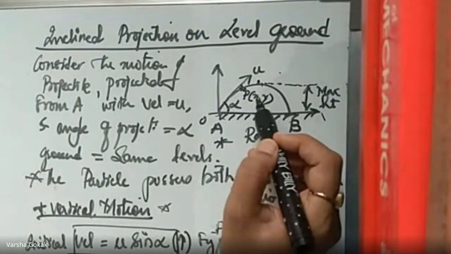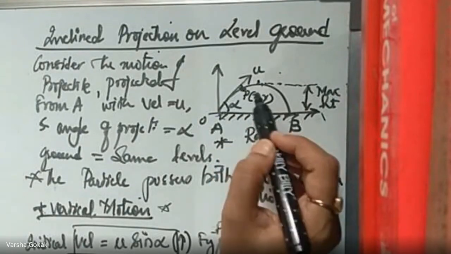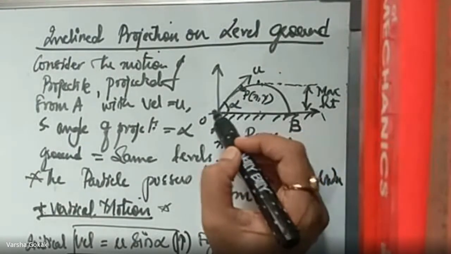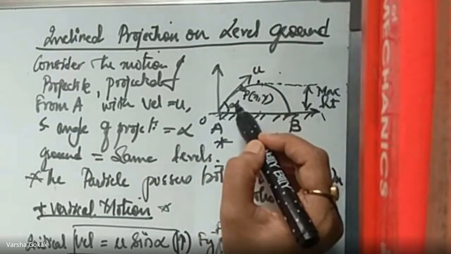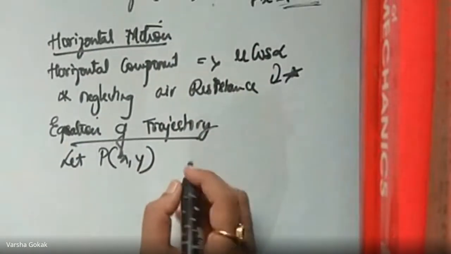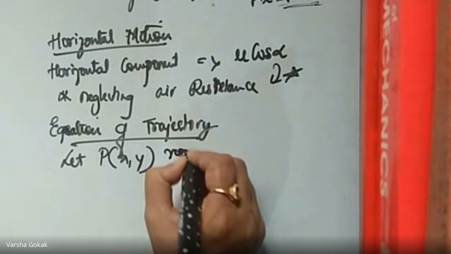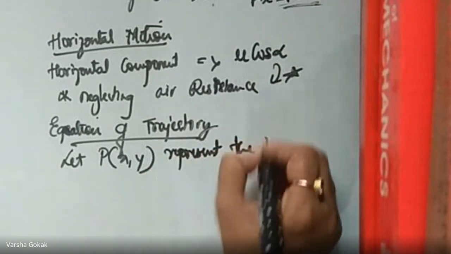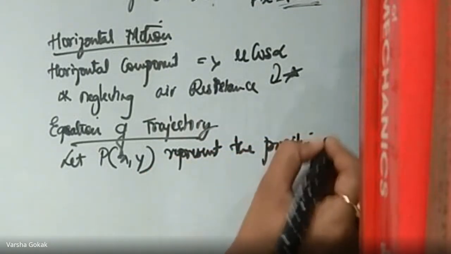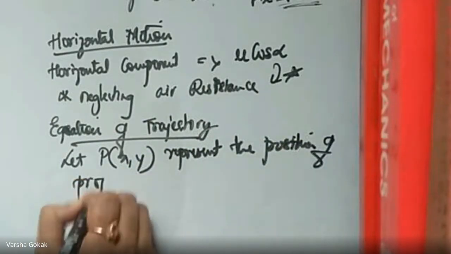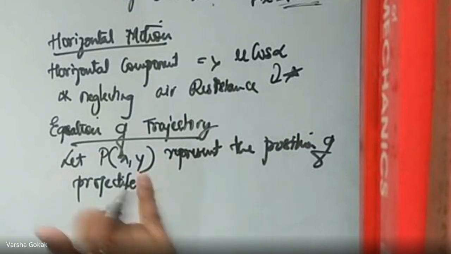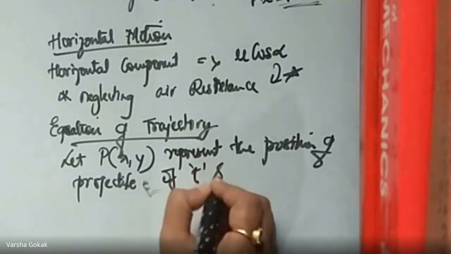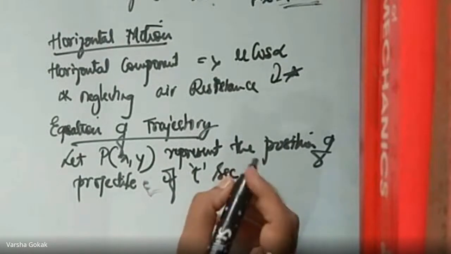What do coordinates mean? They tell us the position of P. x tells us how much distance from O, and y tells us how many meters from the x axis. So P(x, y) is the point to be considered. Let P(x, y) represent the position of the projectile at t seconds, so the time up to there is t seconds.